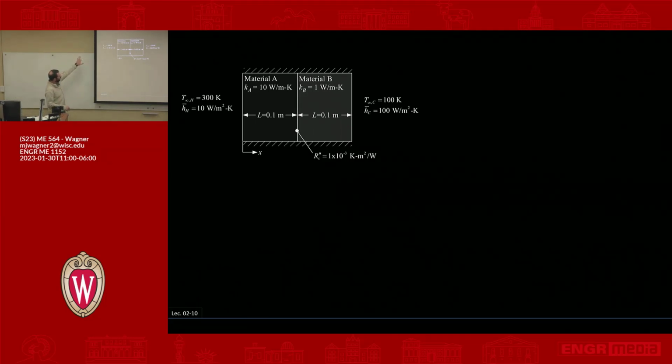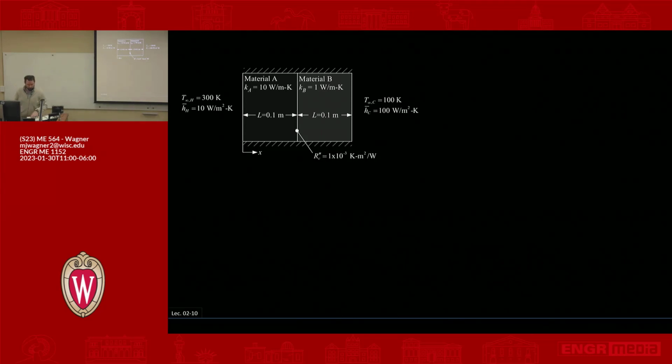Let's hold our hot side temperature at 300 and our cold side temperature at 100. This is sort of a cryogenic application where we're trying to cool something way down. We've got two different materials, same dimensions, but different thermal conductivities by an order of magnitude. We have a contact resistance, and then we have convection on both sides with different orders of magnitude.